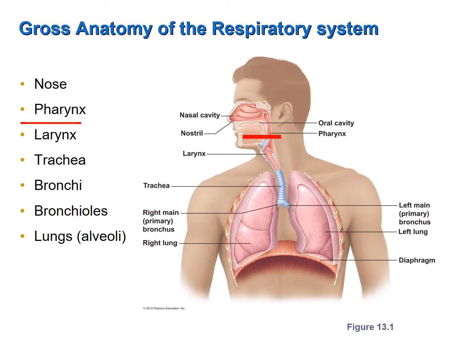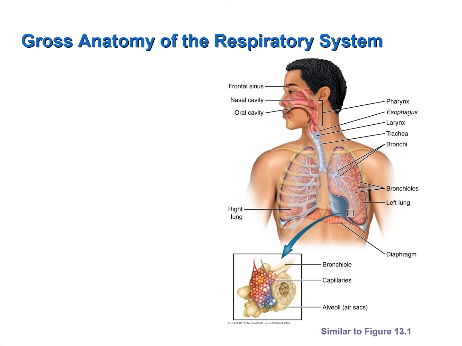The respiratory system may be subdivided into an upper respiratory system, which includes the structures of the head, such as the nose, nasal cavity, paranasal sinuses, and pharynx, and the lower respiratory system, which includes structures in the neck and chest, starting with the larynx or voice box, and then proceeding inferiorly, the trachea, bronchi, bronchioles, and lungs.